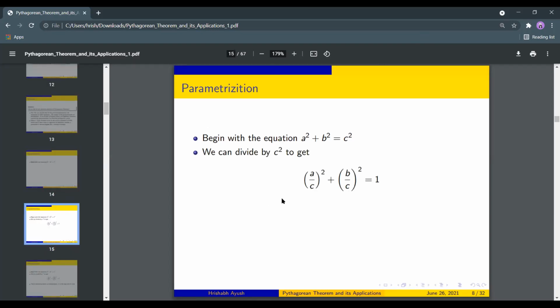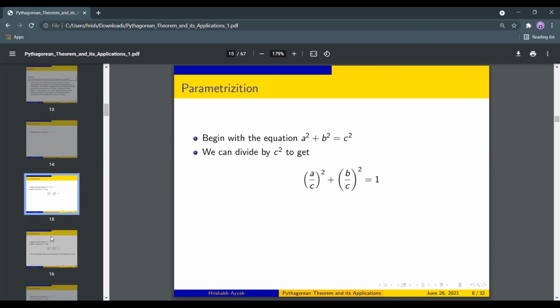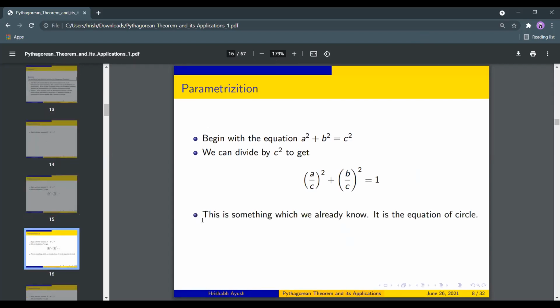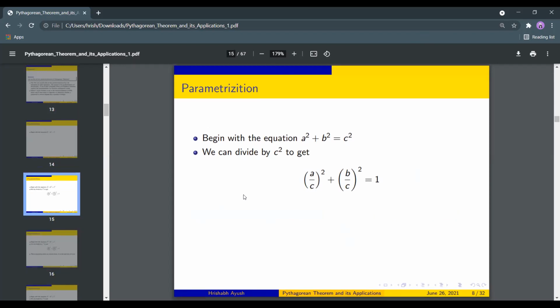So we can divide by c squared to get this: (a/c) squared plus (b/c) squared equals 1. We'll see why I divided it. And this is something which we already know. Does this seem familiar to you, this equation? Yeah, x squared over a squared plus y squared over b squared equals 1. How do you familiarize yourself with this equation? Is it something you can think of in some geometrical way?